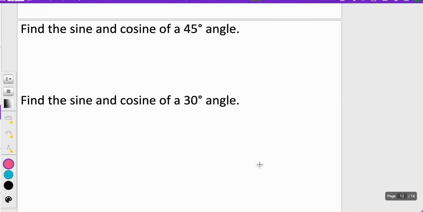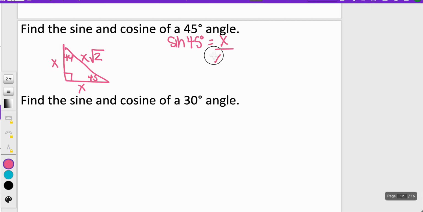Next up, we have our special triangles that says find the sine and cosine of a 45-degree angle. This only works for 90-degree right triangles. That means if I have a 45, this is a 45, 45, 90. So keep in mind, my two legs could be a number, but my hypotenuse is that number times the square root of 2. Okay, so if I want the sine of 45 degrees, that is opposite over hypotenuse, so x over x square root 2.